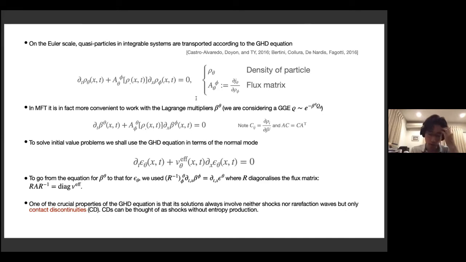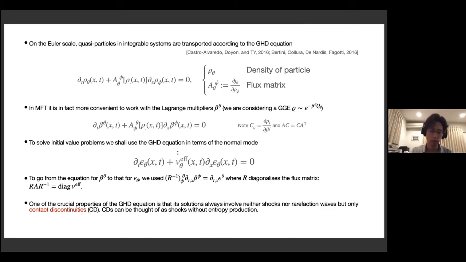There's actually another set of useful fluid variables called Lagrange multipliers, beta^theta, which follow another kind of GHD equation. And beta is defined in this way, where this C is the susceptibility matrix, and it satisfies this relation with A. But there is also a third way of writing down the GHD equation, in terms of normal modes, and you can choose really any normal modes you like, so long as they are transported in this convected fashion.